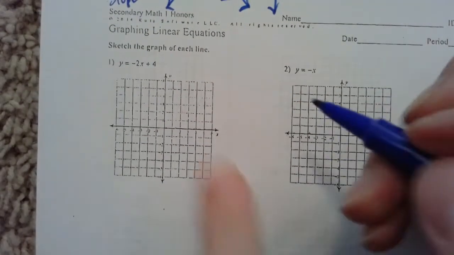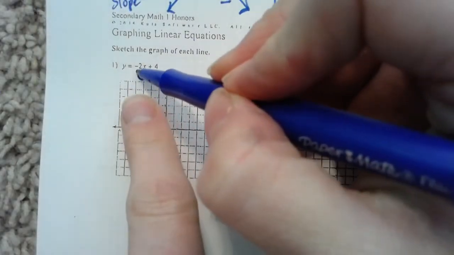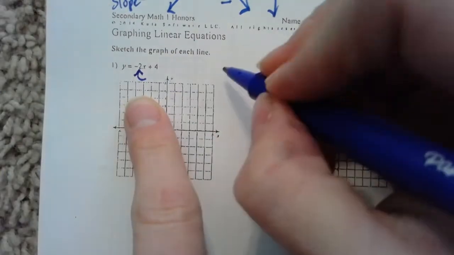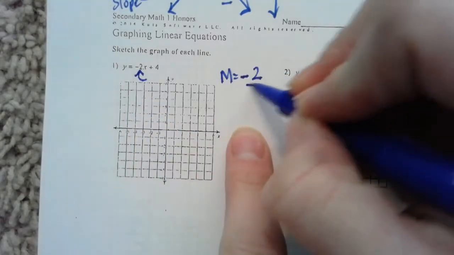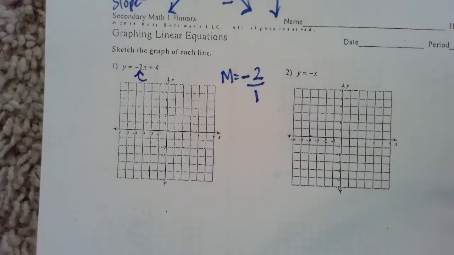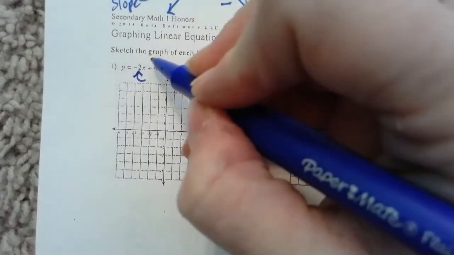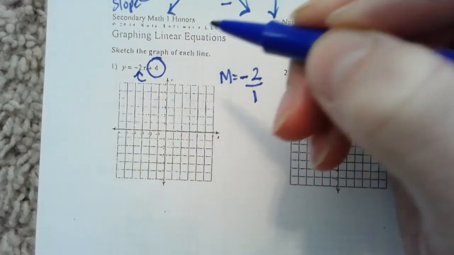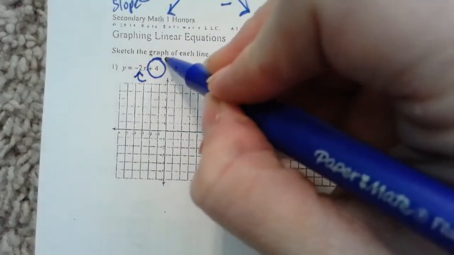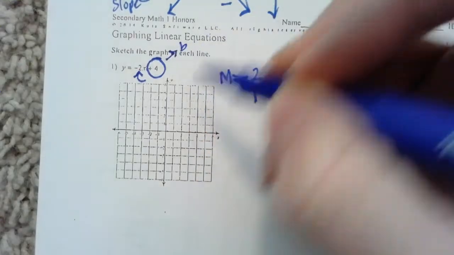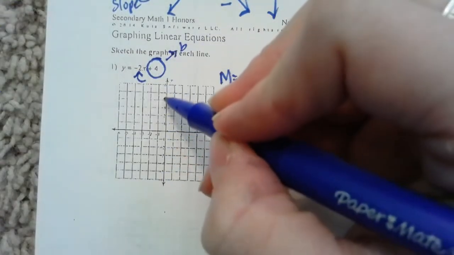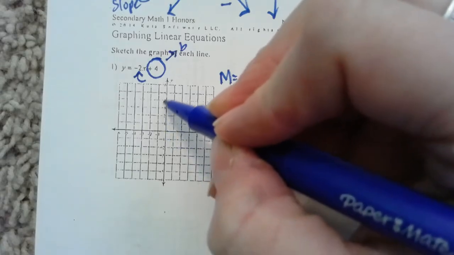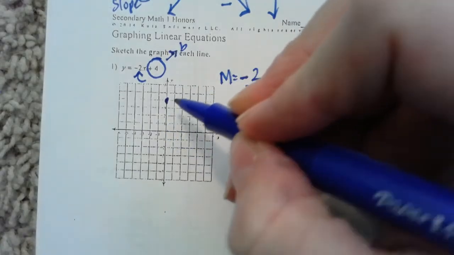Okay, so number 1. My slope is the number in front of my x, and you need to think about your slope as a fraction. So it's -2, and I can always put a 1 under my whole number and make it a fraction. Then my y-intercept is +4, so it's where I begin. This is my b value. I always start on my y-axis, and I go to where this number is. So it's at +4, so we're going to go up 1, 2, 3, 4, and put a dot.